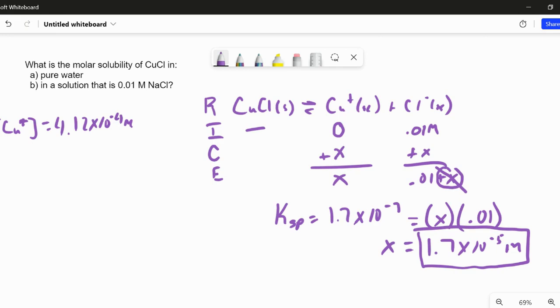So this quantitatively confirms that the common ion effect causes less of the original ionic compound to dissolve. So that's the common ion effect. I hope that was helpful to you. If you have any questions, of course, ask me in class and I'll be happy to help you out.